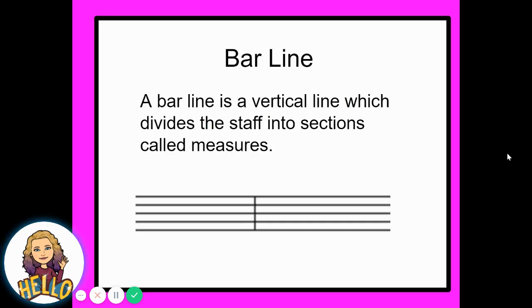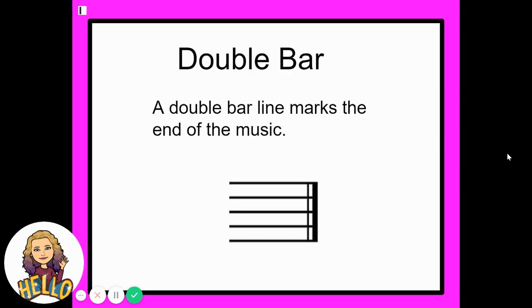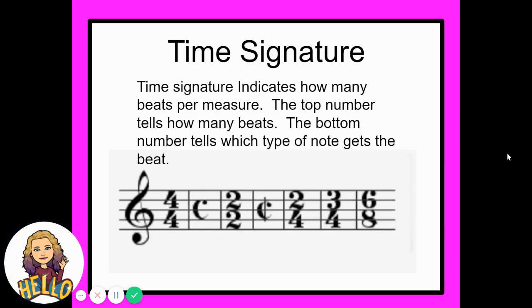The staff will be divided by little lines called the bar lines. The bar lines divide the staff into little sections. They're called measures. And these are what measures look like. These are where the notes and rests are written. The double bar indicates the end of the music. When you see the double bar, you're done.